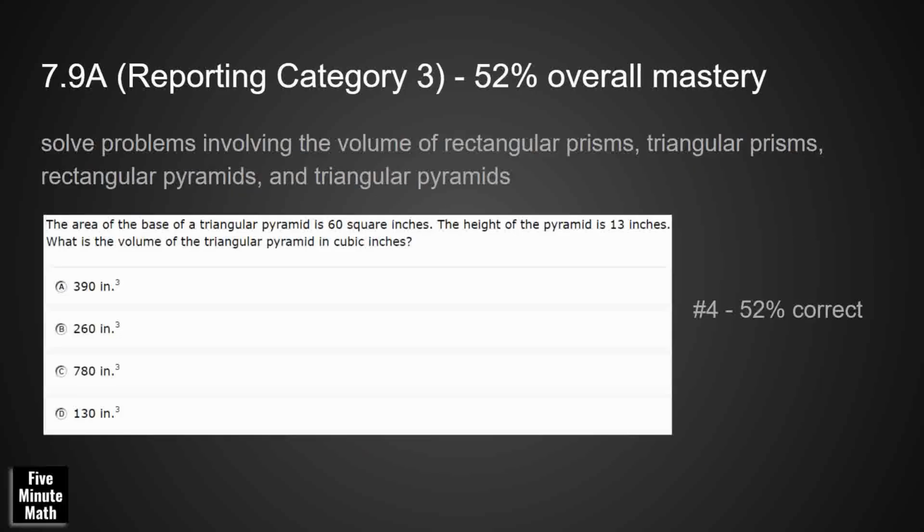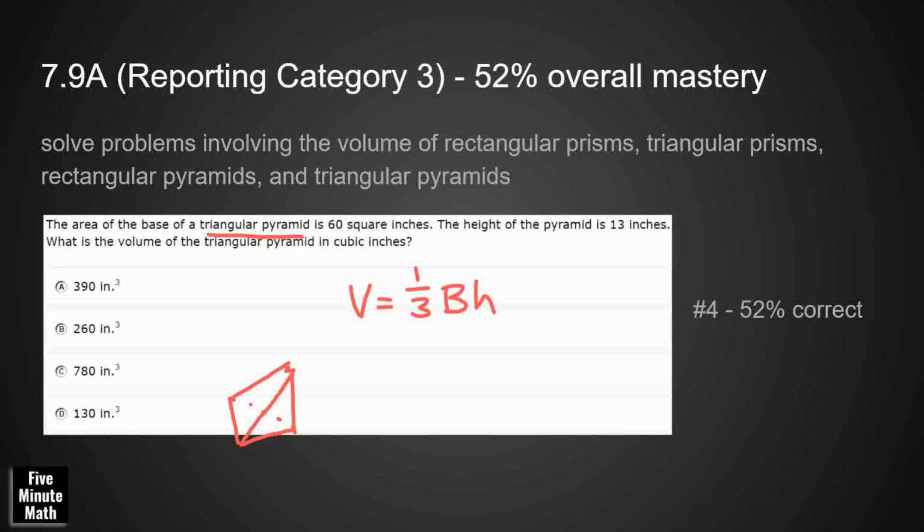Next, we're looking at 7.9a, where we had 52% mastery. This is volume of various three-dimensional objects. In this particular case, we are looking for a triangular pyramid. Now, I always recommend you draw some type of visual just to ground what we're doing and also to help us make sure we are selecting the right formula. So first, after we draw a triangular pyramid, we should always pull out the formula that's on the formula chart. Volume equals 1/3 base times height. Now, let's see what they have.